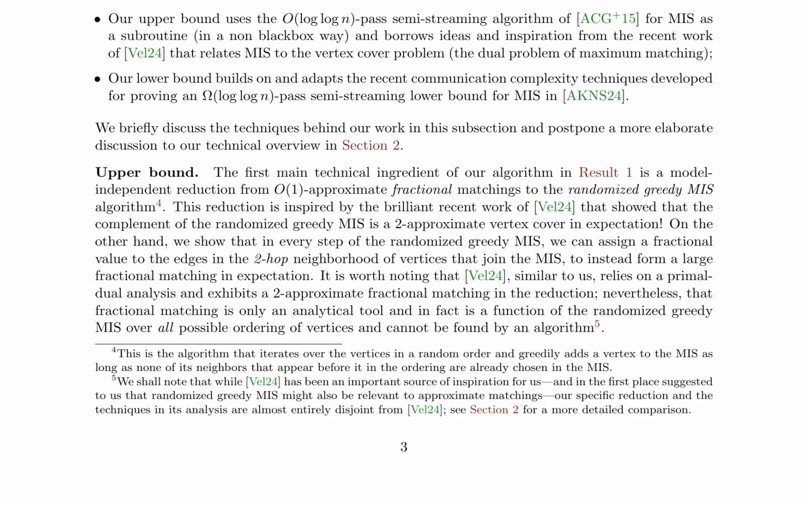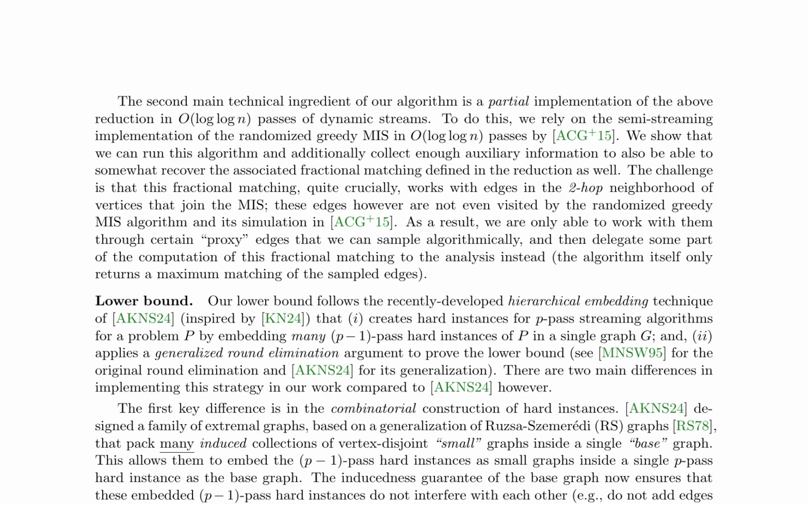This reduction involves assigning a fractional value to the edges in the two-hop neighborhood of vertices that join the MIS, thereby forming a large fractional matching in expectation. Notably, the paper's techniques diverge significantly from Veld 24, with a detailed comparison provided in Section 2. The algorithm's second key component is a partial implementation of the reduction in O(log n) passes of dynamic streams. This relies on the semistreaming implementation of the randomized greedy MIS in O(log n) passes by ACG plus 15.